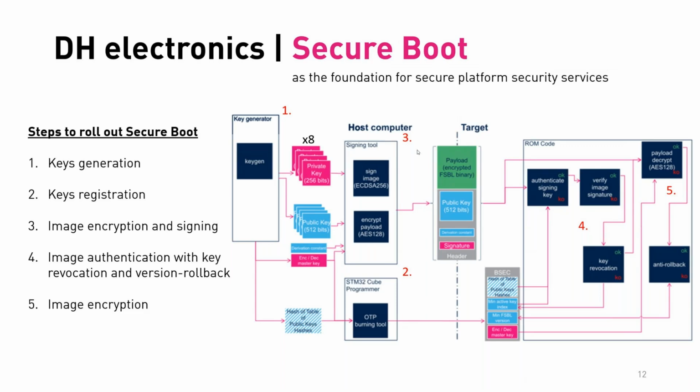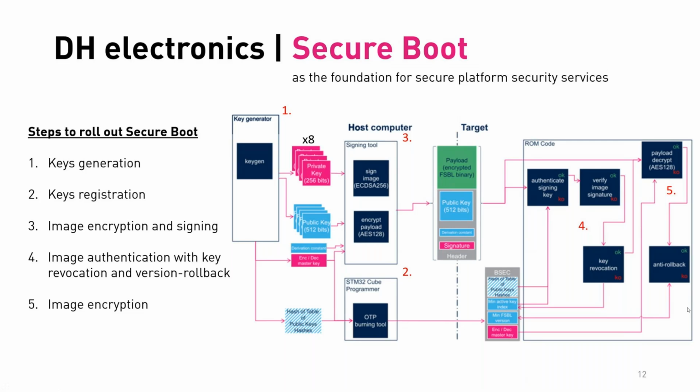And the last one would be the optional image encryption. The image encryption means this is the first stage bootloader. This is trusted firmware A in this case, or in the basic boot, this would be the U-Boot SPL. And secure boot is the foundation for the secure platform security services, as if anyone could exchange one of my components in the boot chain, he can take control over the whole system. That's why it's the main foundation for these services.